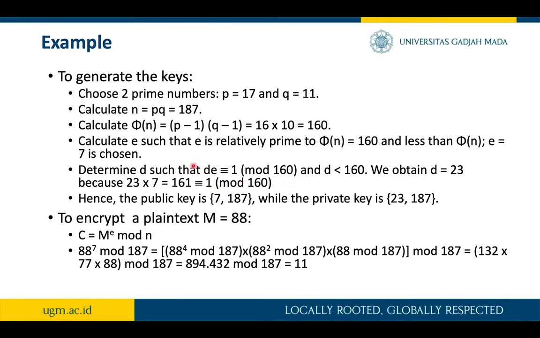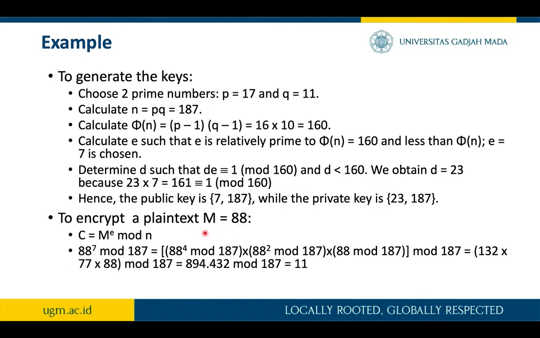And again, for the calculation of T, the inverse of E, you can see how we do it in discrete mathematics. So based on that, the public key is 7 and 187, while the private key here is 23 and 187.